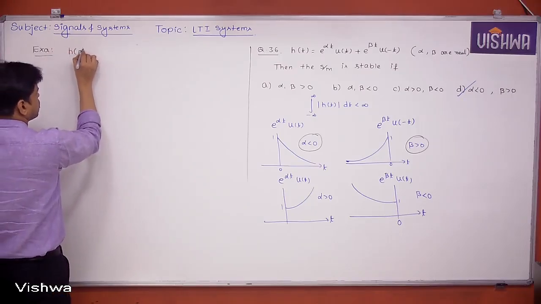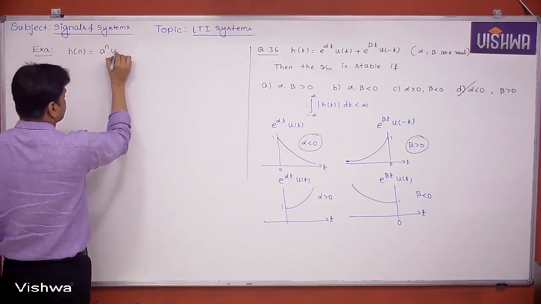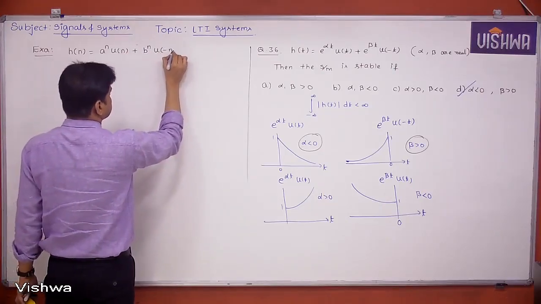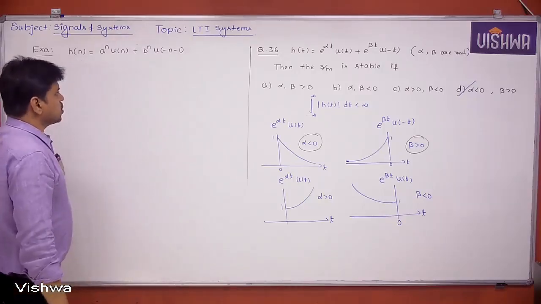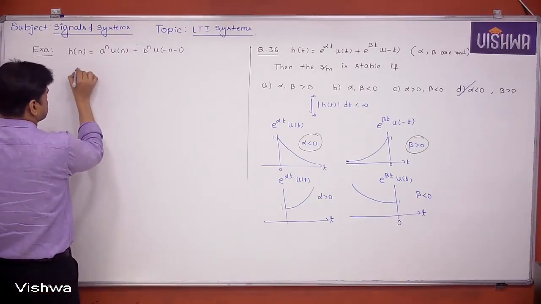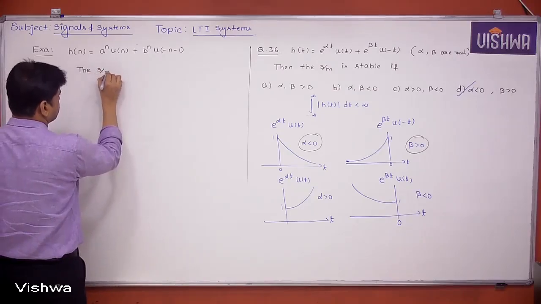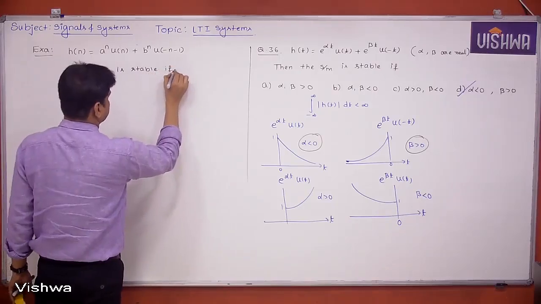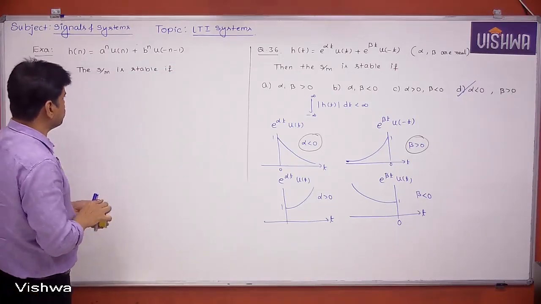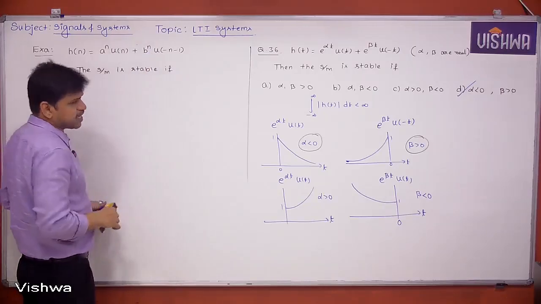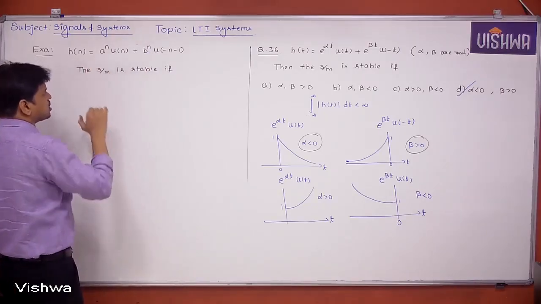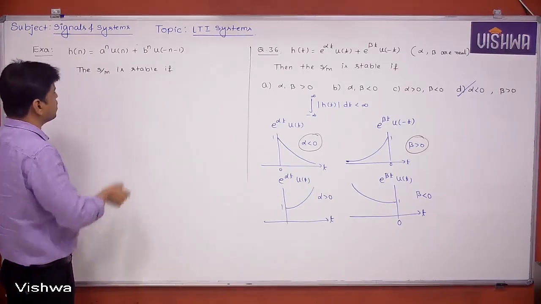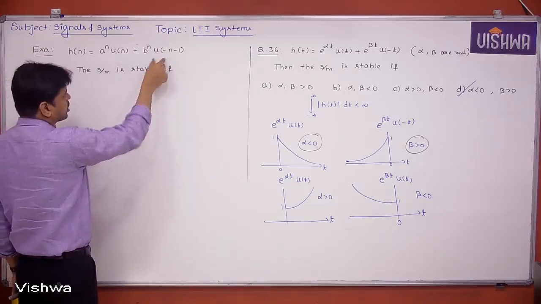If h of n is equal to a power n u of n plus b power n u of minus n minus 1, the system is stable if... If you observe carefully, here it's a right-side exponential and here it's a left-side exponential. To get the area under this curve to be a finite value, that means the sum is a finite value, then one has to be a decaying exponential and the other a growing exponential.